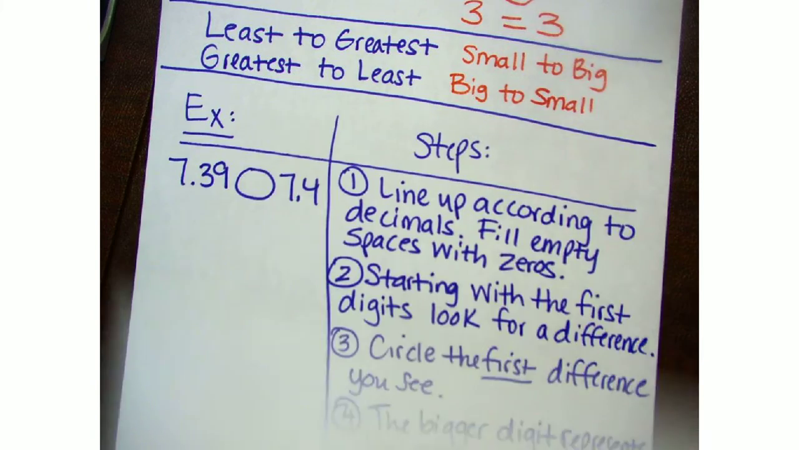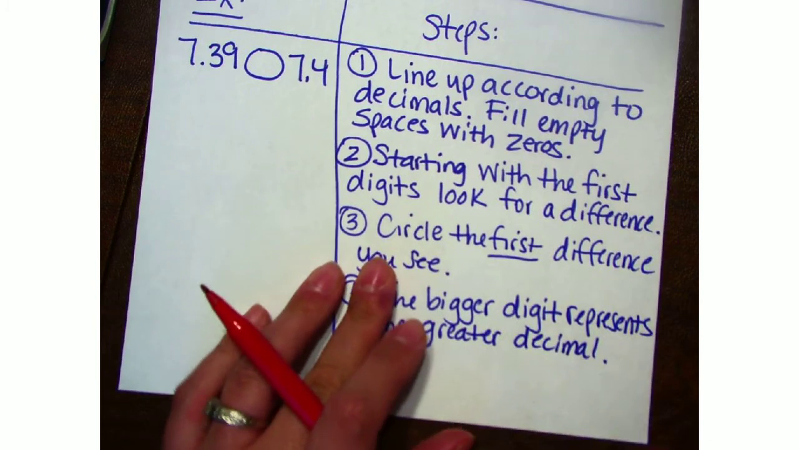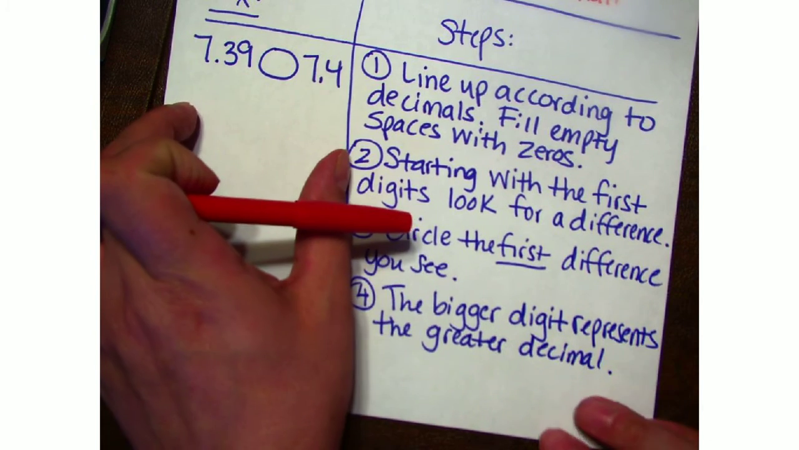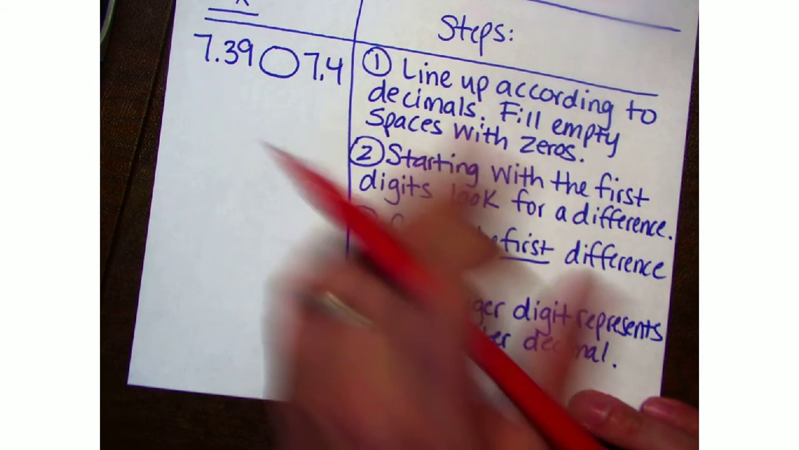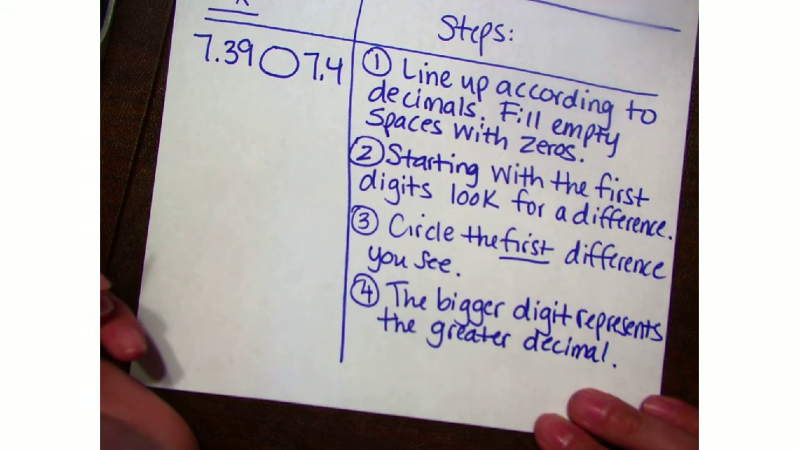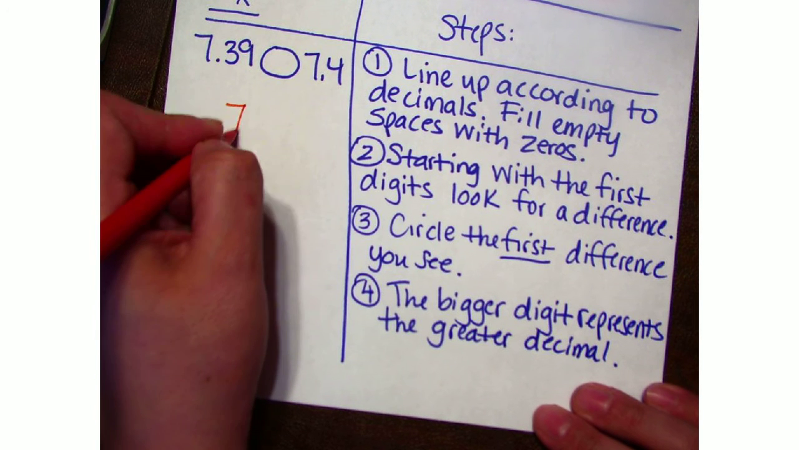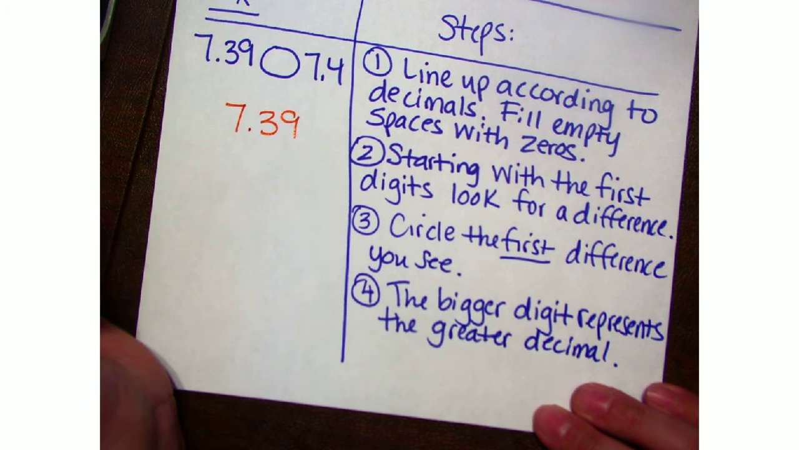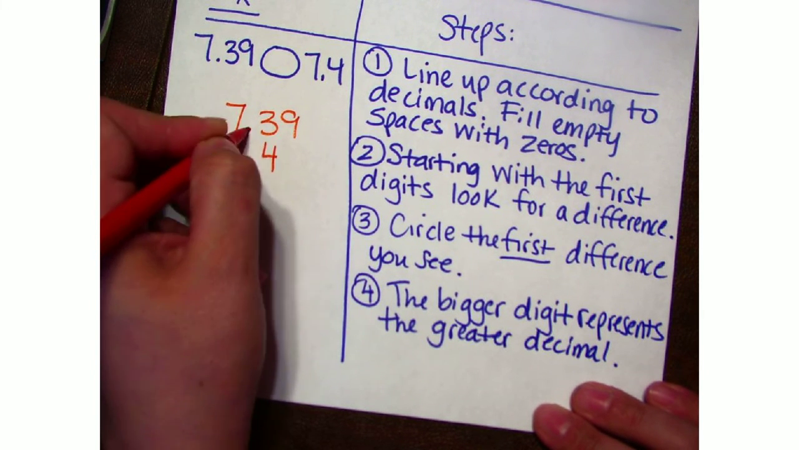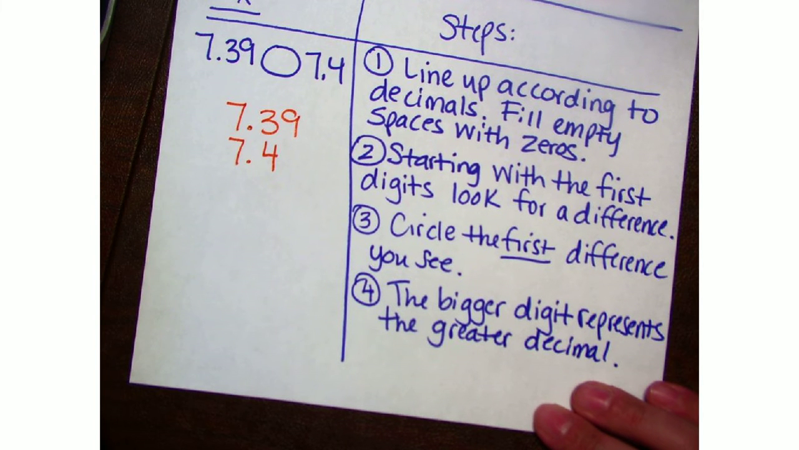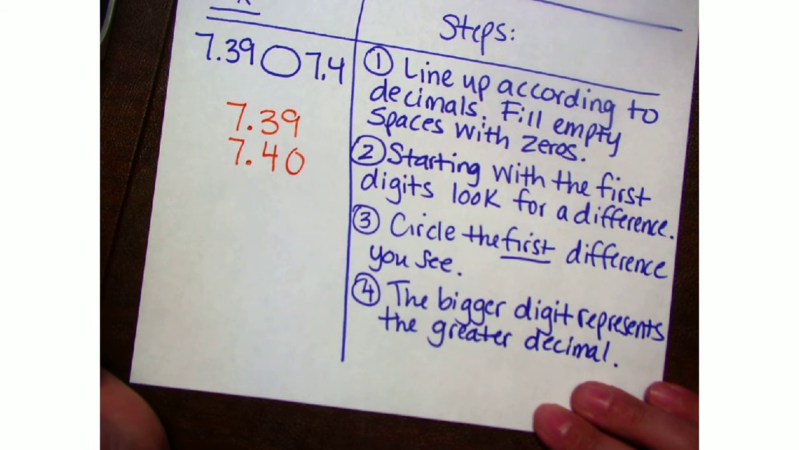So here's the comparing one. I have the steps written out for you, and I have the problem right here on the left-hand side. The steps are easy. We're going to take the two numbers and line them up according to their decimals. And if there are any empty spaces, we're going to fill with zeros. So I'm going to put the 7.39 because it comes first, and then I'm going to put the 7.4 right underneath it. So the 7.39 goes first, and the 7.4 goes underneath it. And since there's an empty space, I'm going to add a 0.